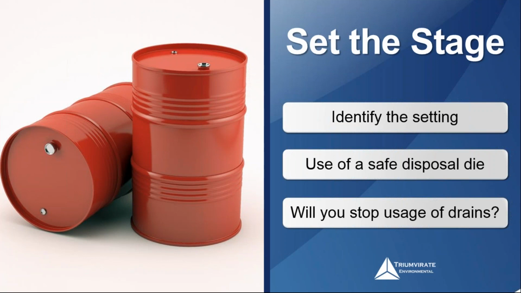There's also the use of a safe disposal dye. If you want to give the full visual effect, if you're a facility that has clear wastewater tanks, there are tracing dyes that you can put down piping that are safe to go down the drain, but it's going to turn that tank either yellow or red or green, and you could show that it all mixes in and it's in the tank, and how do you stop it from getting out? And then, will you stop the use of drains?